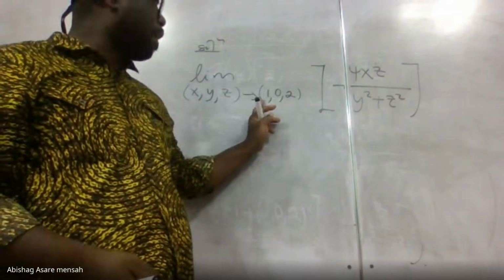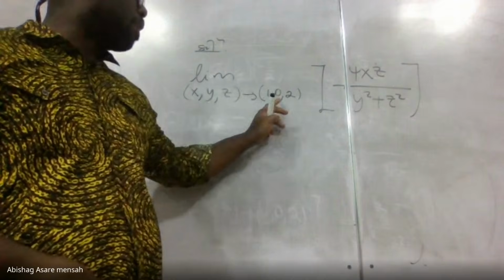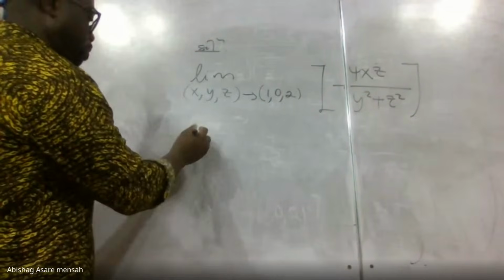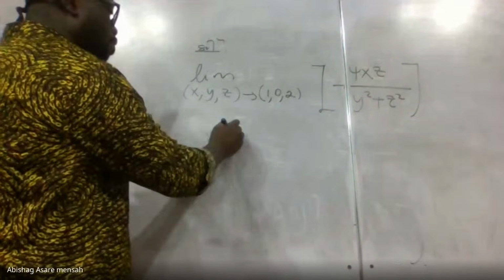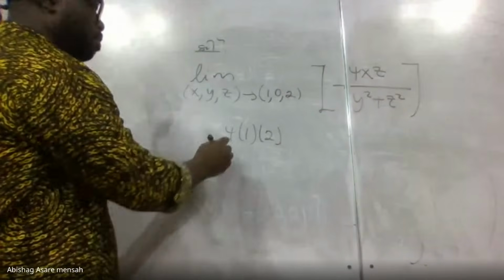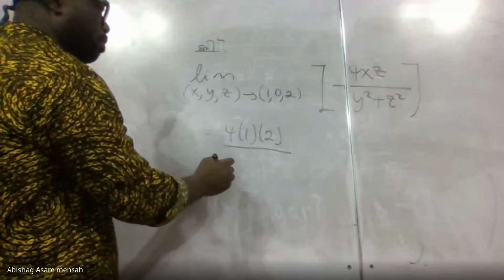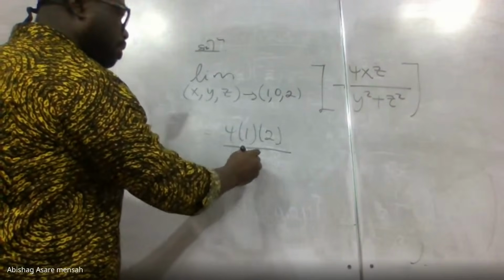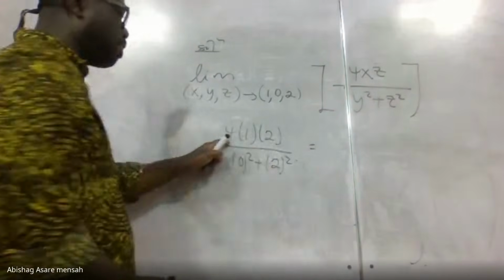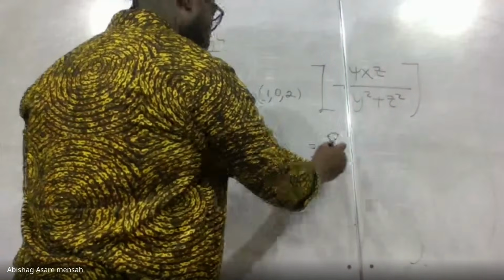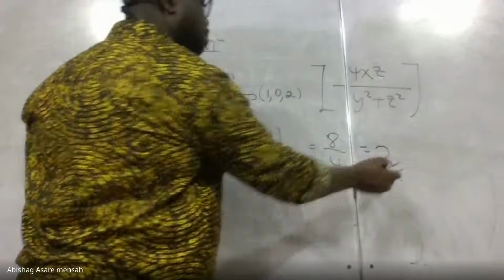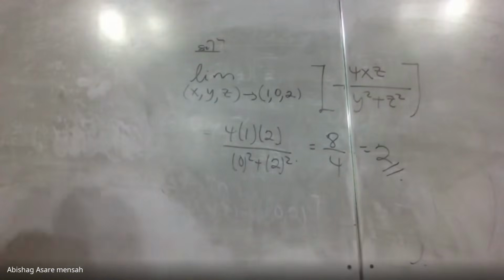So that means wherever we find x, we put 1, y we put 0, then z we put 2. So 4 times 1 times 2, all on 0 squared plus 2 squared. This will be 8 on what? 4. And the answer is 2.